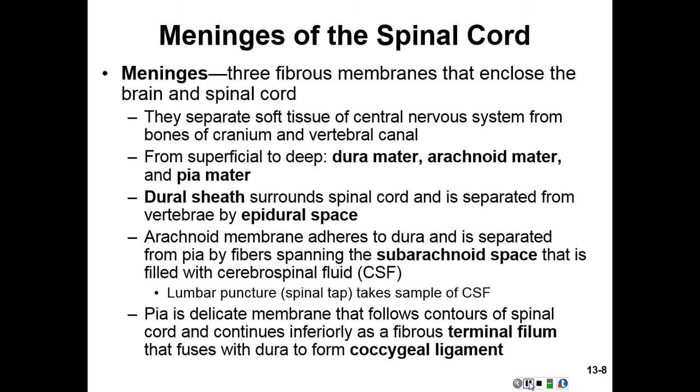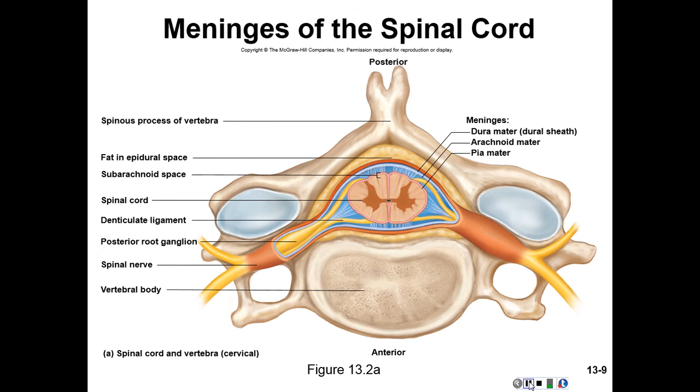Now the innermost layer is the pia mater. It attaches to and corresponds to the contour of the spinal cord, and it's continuous all the way down to the terminal filum. And also you have your coccygeal ligaments, and remember, ligaments are attachments from bone to bone.